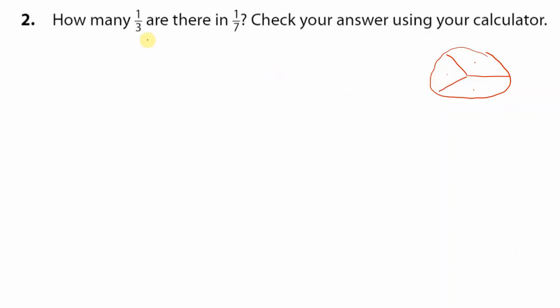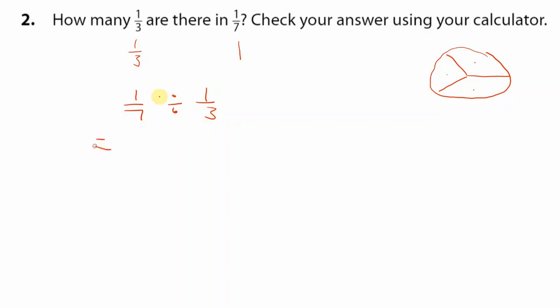So how did we get it? Well, we take the 1, we divide it into 3. So if we change this question to how many thirds are there in 1, we will take the 1, divide it by a third, and we will get 3. So now let's just change this so that we actually, instead of 1, take a 7th and divide it by a third.